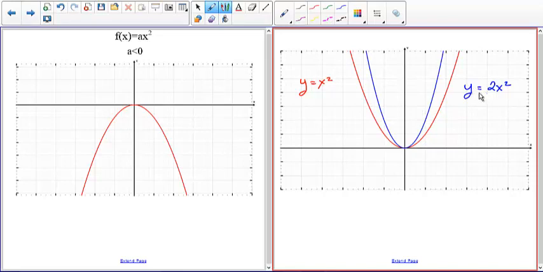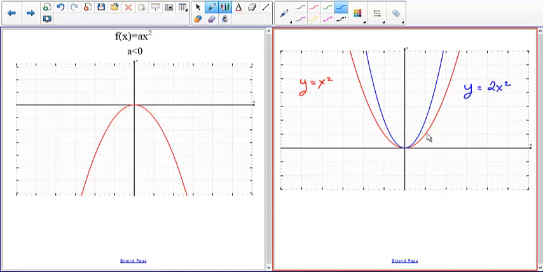So here you can see if a is 2 versus a equals 1, it increases more rapidly. So this parabola is steeper. And that's because the y value is twice the y value would be here. So for x equals 1, here you get 1 squared, which is 1. Here you'd have x squared, 1 squared, which is 1, times 2. So it would be 2. So you can see that happening here.